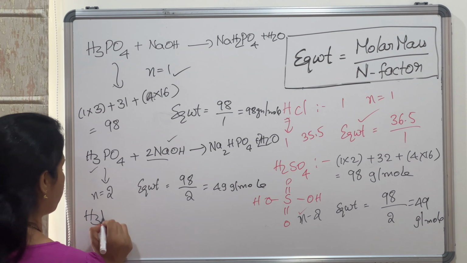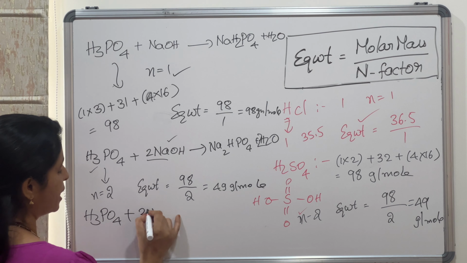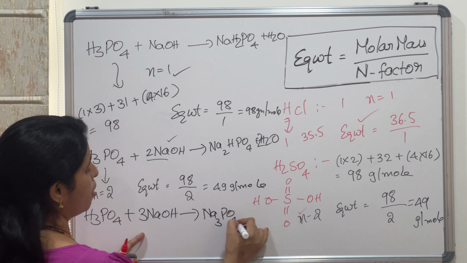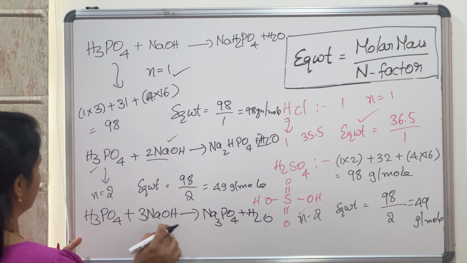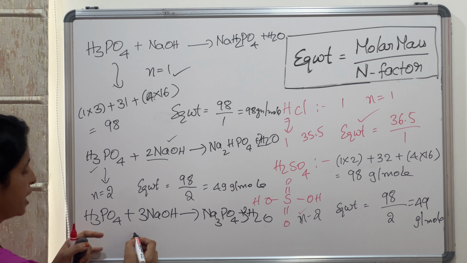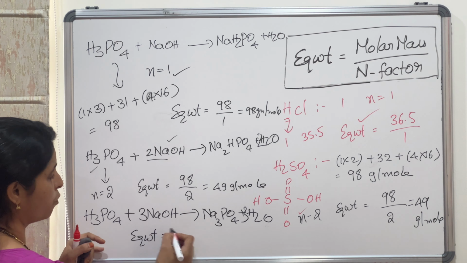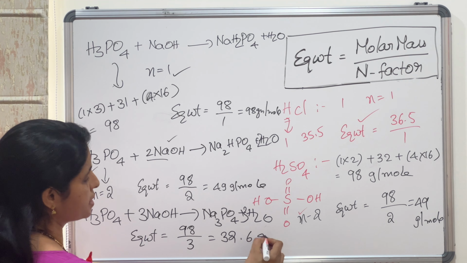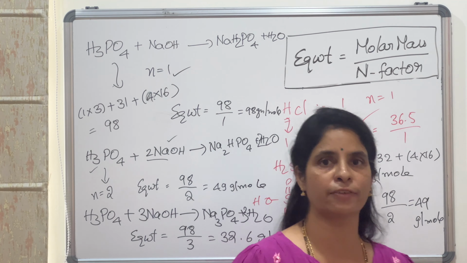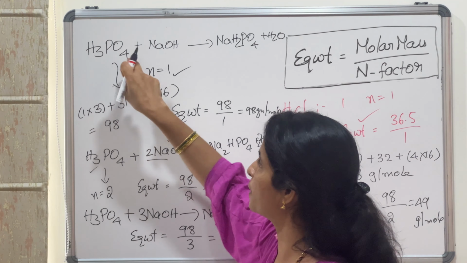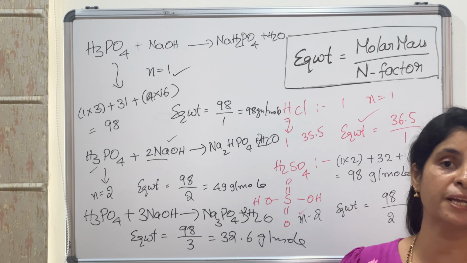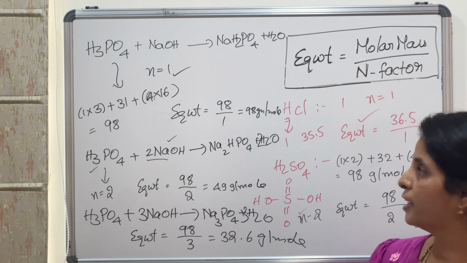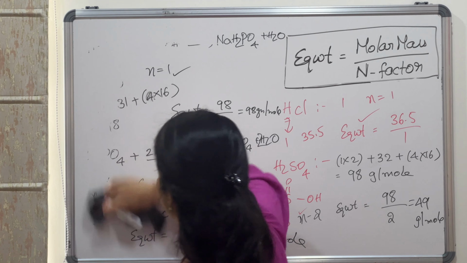H3PO4 plus 3 moles of NaOH, if the equation is like this, so what is the equation? Na3PO4 plus 3H2O. So here what is the equivalent weight? Equivalent weight of H3PO4 in this case is molar mass 98 divided by 3, which is approximately 32.6 gram per mole. So this is how you have to calculate equivalent weight if H3PO4 is given. Generally, under complete neutralization, the N factor is 3 because it has 3 replaceable hydrogens. Clear? Now, we'll move into H3PO3.